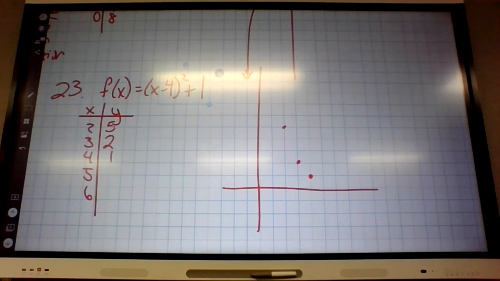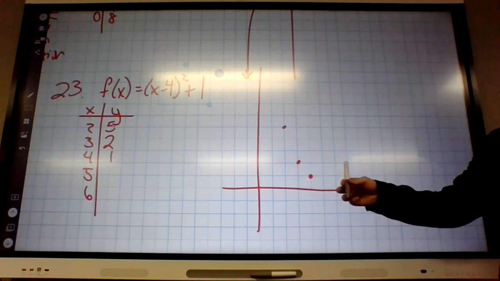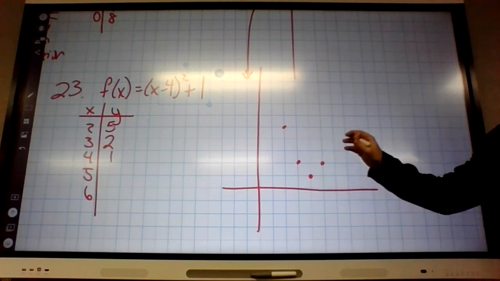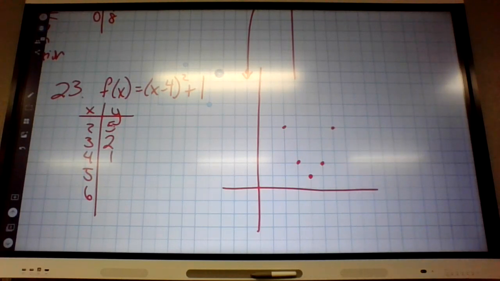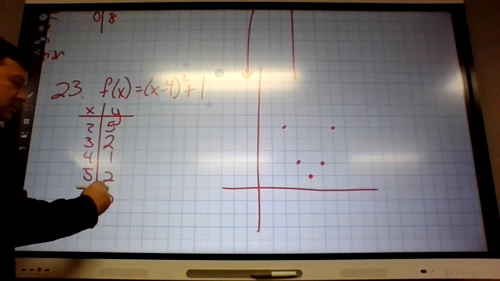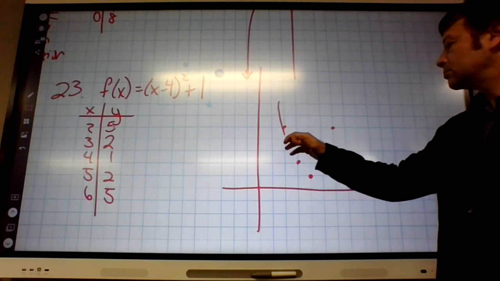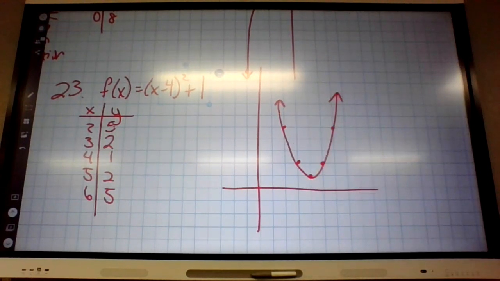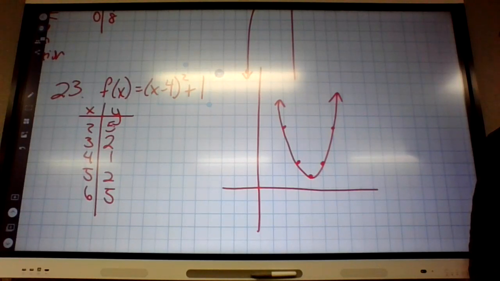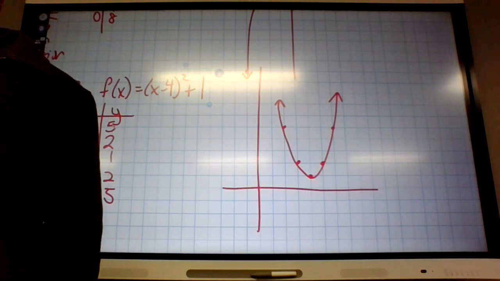Okay, that's what I got so far. You guys know where the other 2 points are going to be? Right here, because this is the vertex, right? This is the middle of the graph. So if there's a point right there, there should be a point right there. If there's a point right there, there should be a point right here. They're symmetrical. Parabolas are symmetrical. So I should have a point at 5, 2, and 6, 5. Alright. Okay, that's the slow part, then it speeds back up again after this.